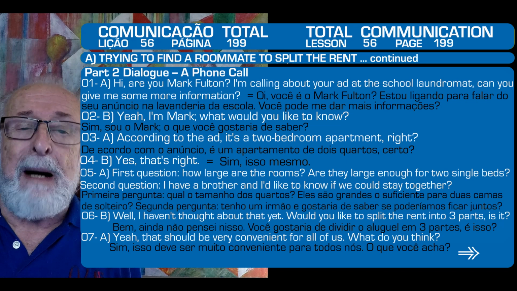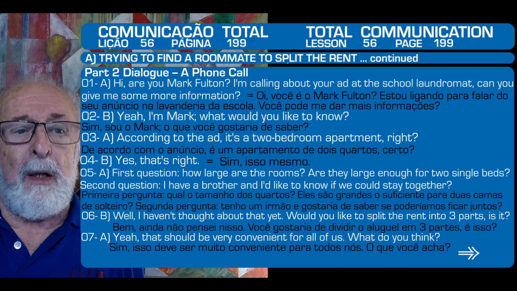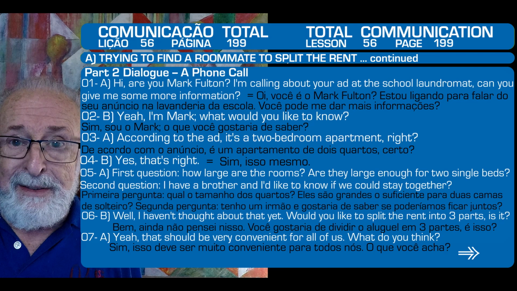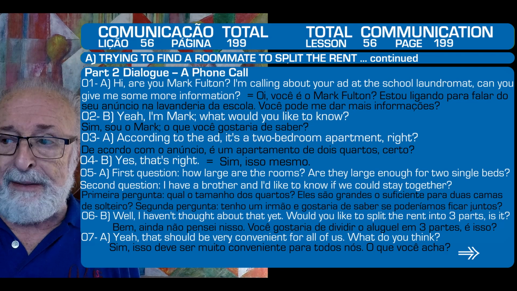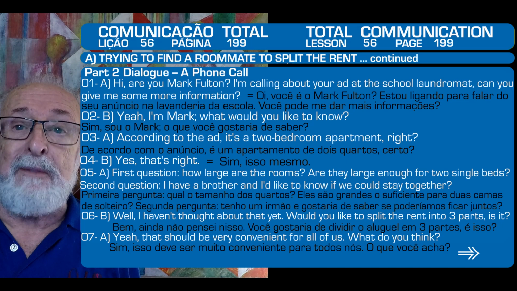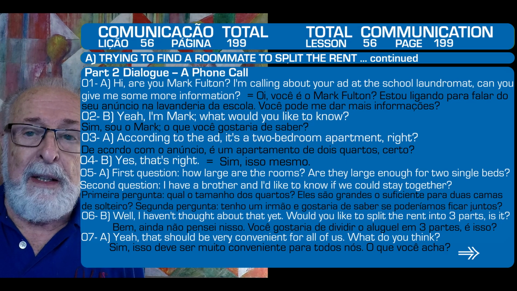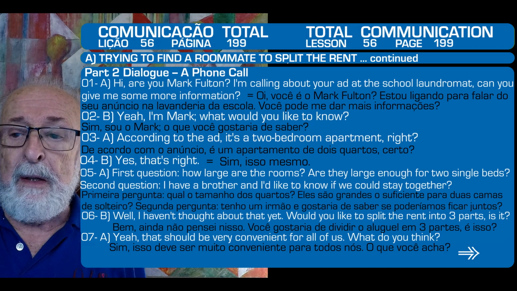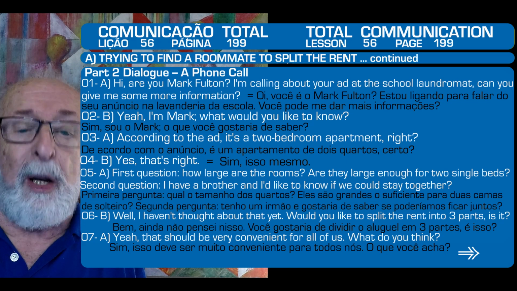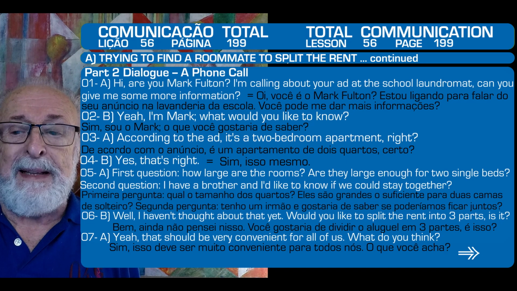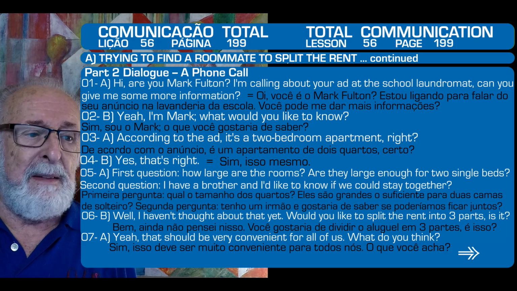Hi, are you Mark Fulton? I'm calling about your advertisement, your ad at the school laundromat. Can you give me some more information? Oi, você é Mark Fulton? Estou ligando para falar do seu anúncio na lavanderia da escola. Você pode me dar mais informações?